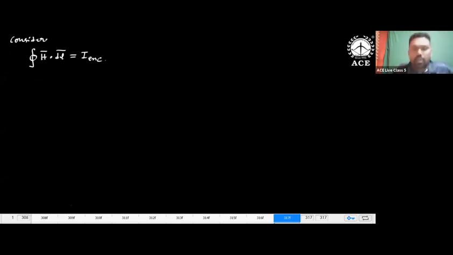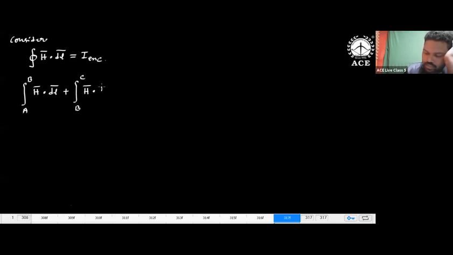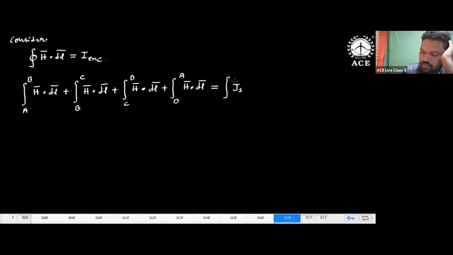And inside that, there is a current. What kind of current is that? That is a surface current. So what happens to this one? This will become the integral from A to B H·dl plus B to C H·dl plus C to D H·dl plus D to A H·dl is equal to the line integral of Js·dl.